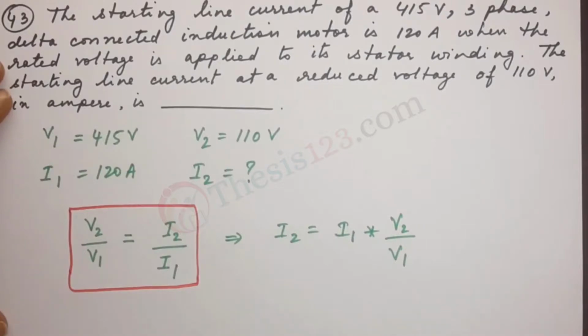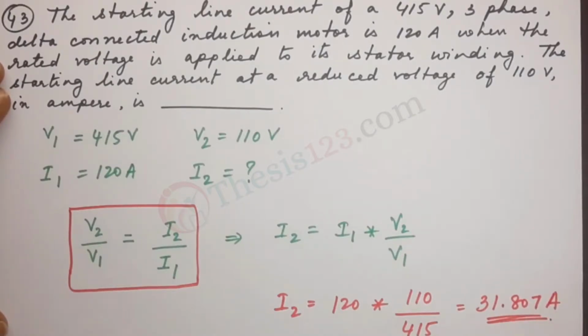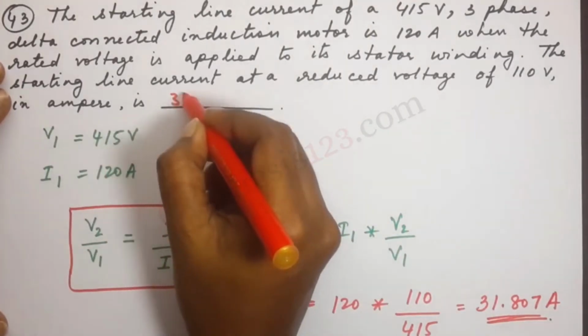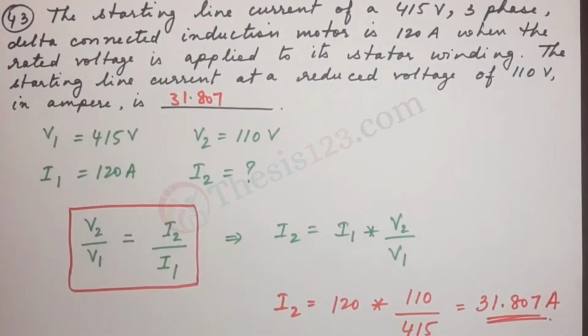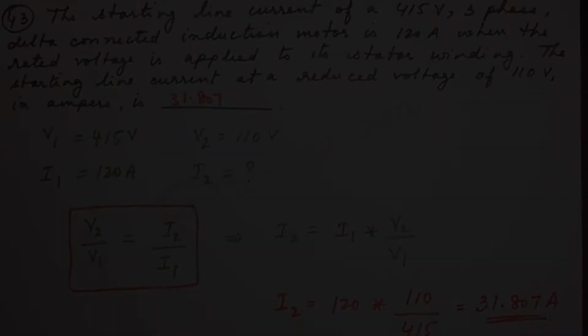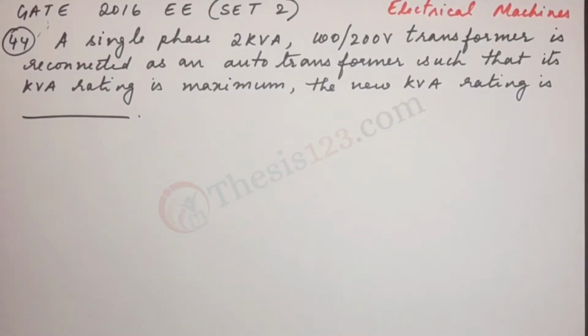Now let's substitute. We get I2 is equal to, what's I1? 120 times V2, which is 110, divided by 415. Simple calculation, 31.807 amps. So this is our final answer, 31.807. I hope this has helped. Here's the next question, number 44.